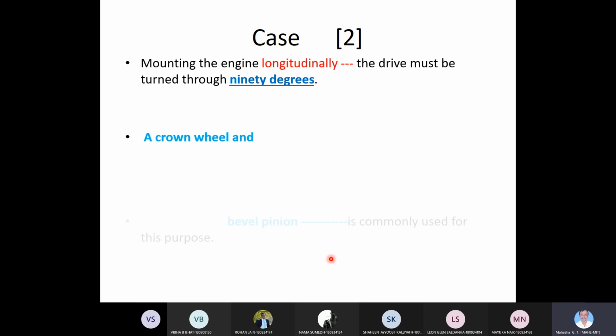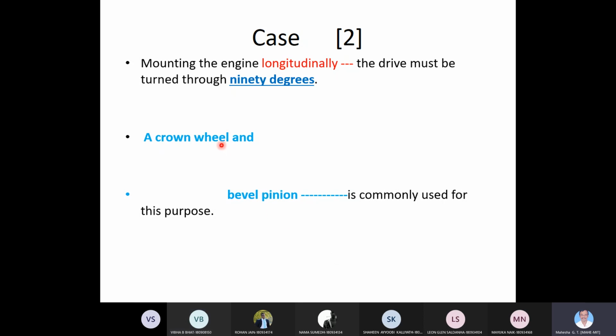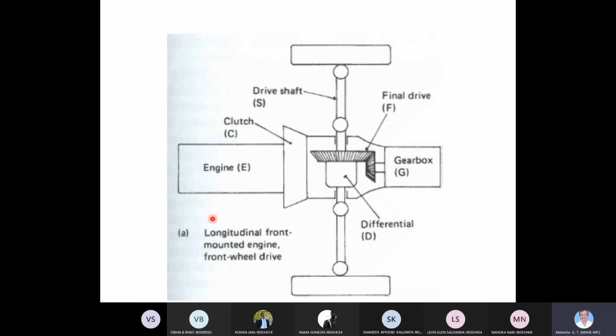Therefore, there is a crown wheel and a bevel pinion, where the bevel pinion is the driver and the crown wheel will be the driven large gear, which is equivalent to the bull gear or ring gear I told earlier, and the ratio will be the number of teeth provided here divided by the number of teeth provided here. Always this will be small, this will be large, always teeth wise or size wise, both. So it is commonly used for this purpose, that is for changing the direction by 90 degrees. This is the one that is used. You can draw this layout.